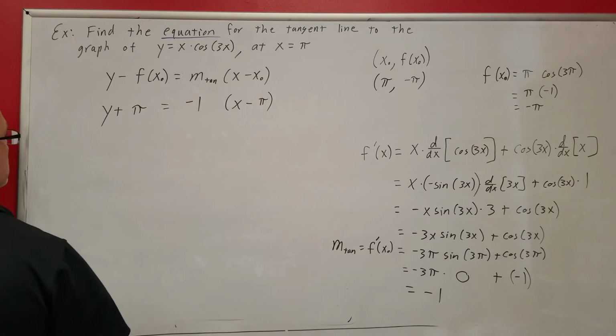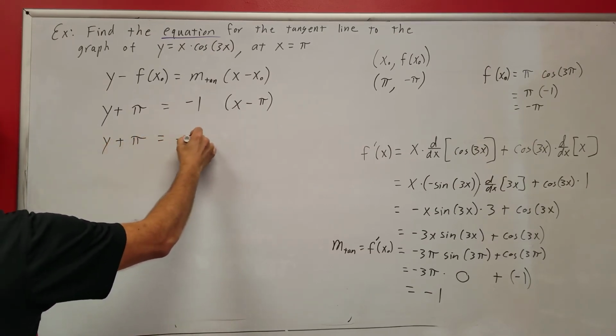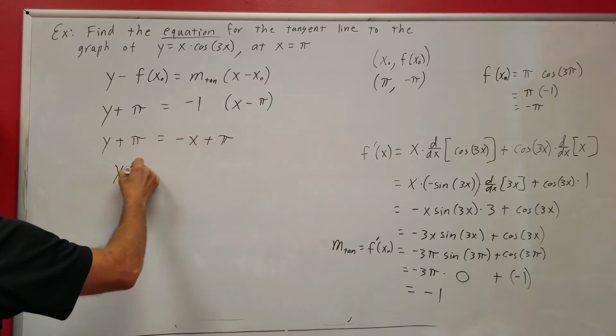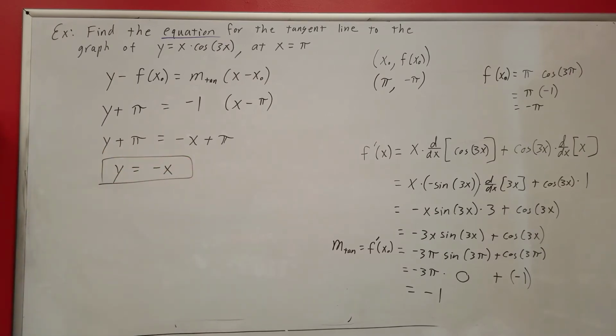Let's clean up this equation now. Well, y plus pi is equal to negative x plus pi. Then what happens if I subtract pi from both sides? I get y is negative x.